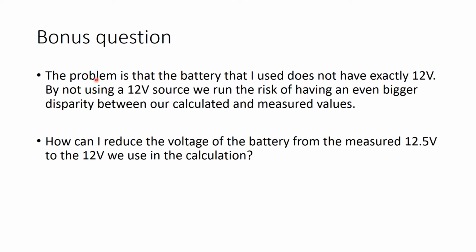So in order for me to show you correctly how I measured all these values, I need this power source to give me 12 volts, because we all use 12 volts in our calculations. So there will be a difference between the calculated measure values, but using an incorrect source value will be worse. So how can I reduce the voltage of the battery from a measured 12.5 volts to a usable 12 volts we can use in our calculation?